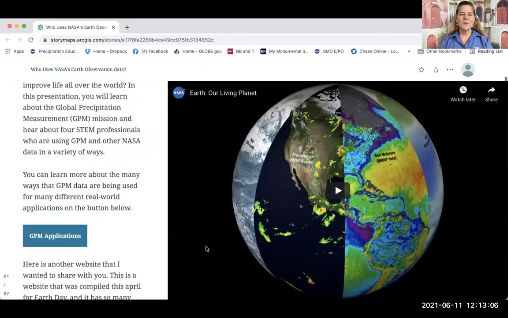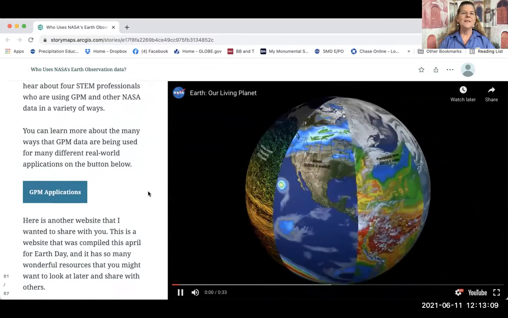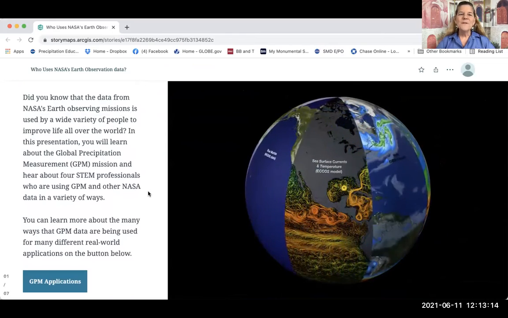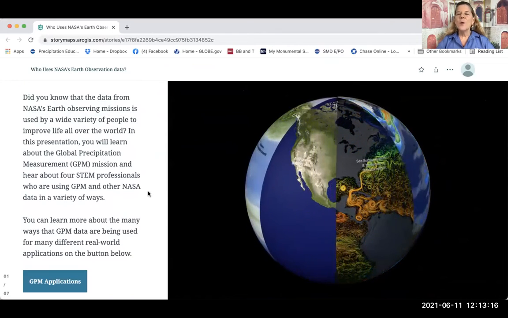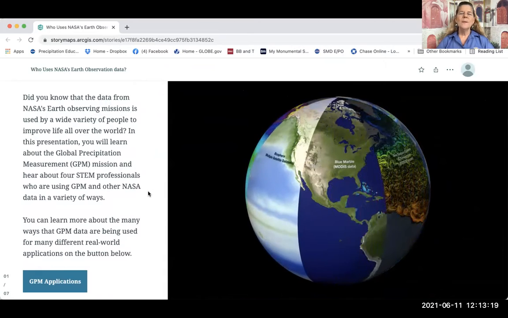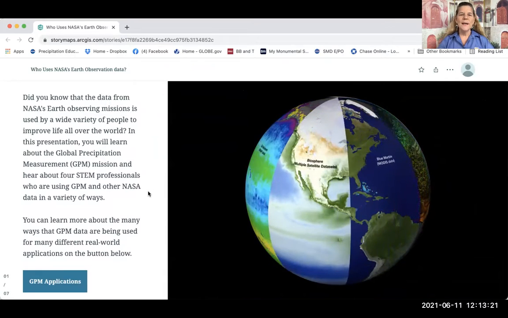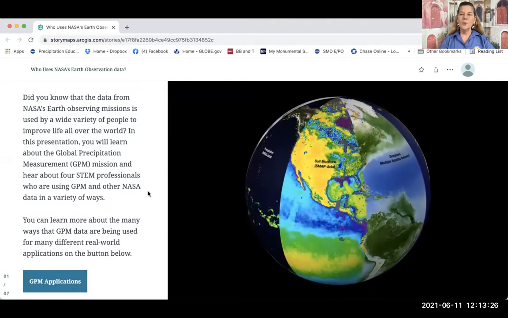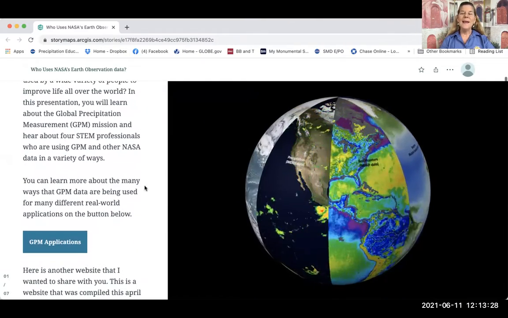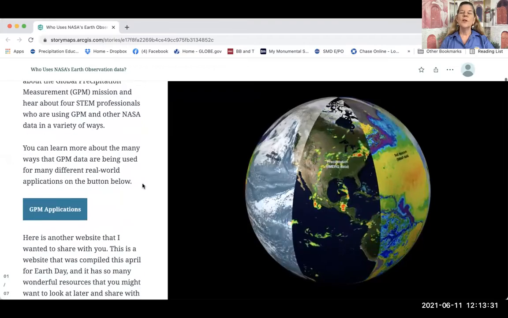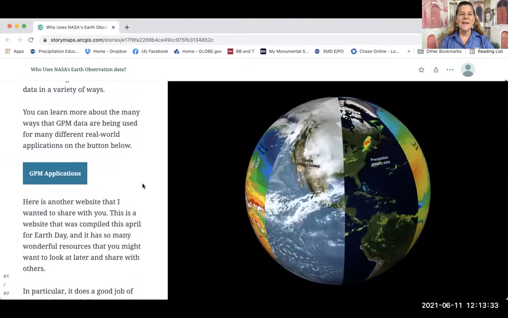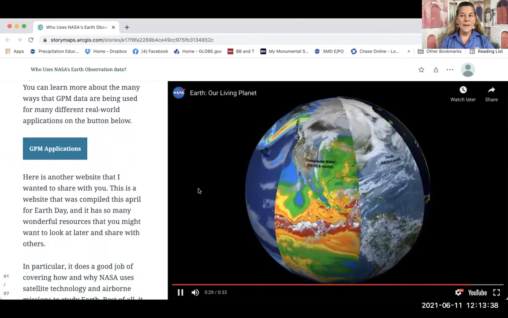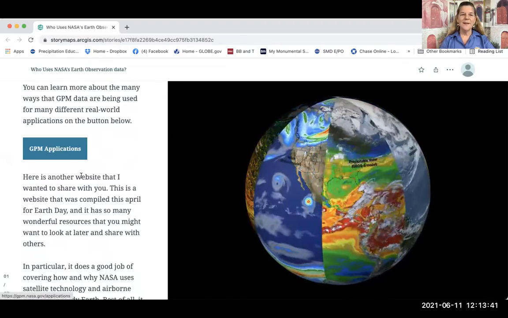So without further ado, did you know that data from NASA's Earth observation missions is used by a variety of different people to improve life all over the world? In this presentation, you will learn about the Global Precipitation Measurement Mission and hear about 4 STEM professionals who are using GPM and other NASA data in a variety of ways. You can learn more about the many ways GPM data are being used at this button here.